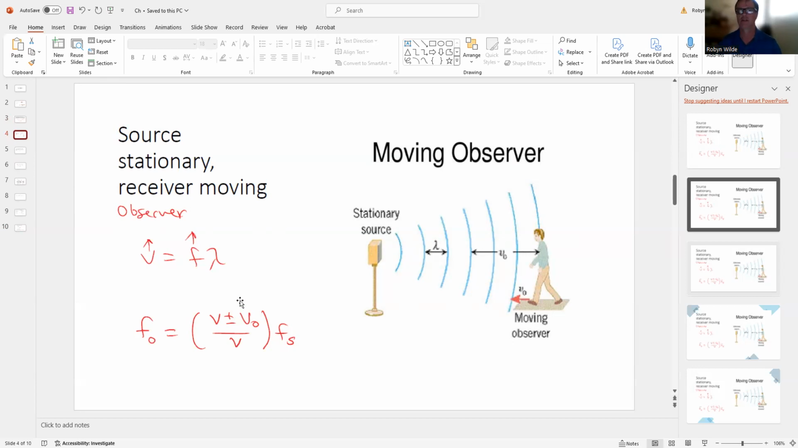So ultimately, the equation you get is this one. Frequency of the observer is the speed of the sound plus or minus the speed of the observer over the speed of sound times the frequency of the source. So again, you're going to use the plus sign here when the observer is moving toward the source, because that would give a higher frequency. And you're going to use the minus sign when you're moving away, because that would lead to a lower frequency.